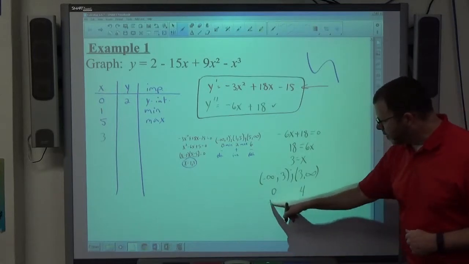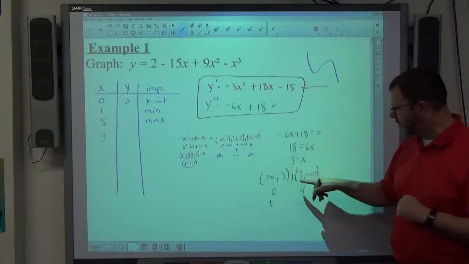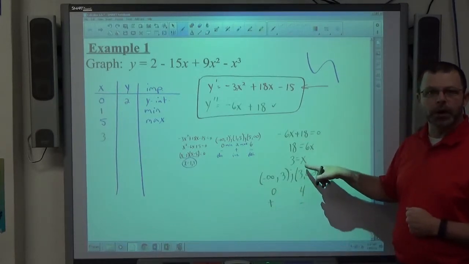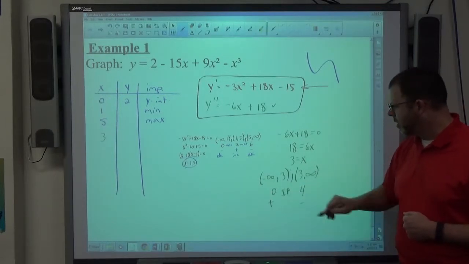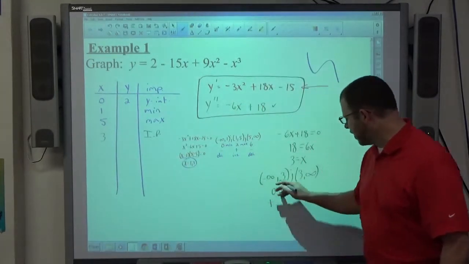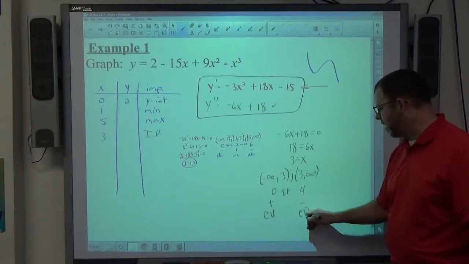What I can see there, it's positive from negative infinity to 3. Again, the critical numbers are where the sign's allowed to change, and we can see it did change to negative. If the sign changes at a real value of x, we're going to get an inflection point. So we've established there that 3 is going to give me an inflection point, and we've also established it's concave up from negative infinity to 3, and concave down after 3.